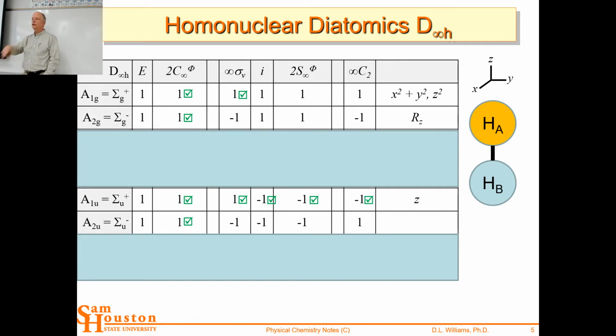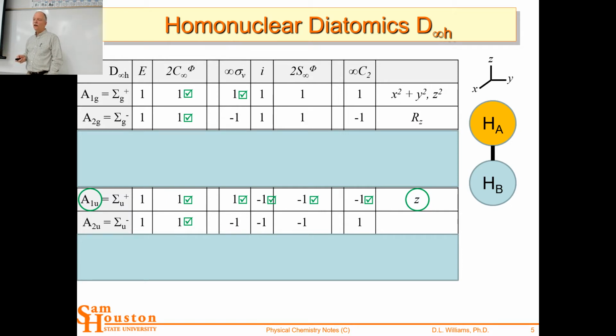And then any of the C2 axes that are coming out 90 degrees to the principal symmetry axis would flop the colors. And if the colors flop, you have a -1. So that's going to be Z, and it's going to be A1U. So that's how you can use the character table to identify the symmetry of a molecular orbital.